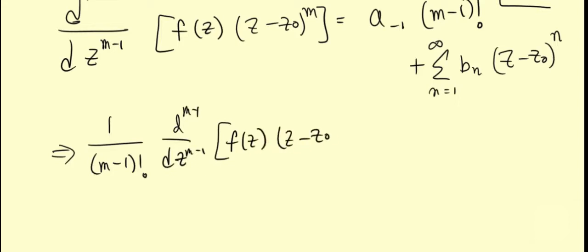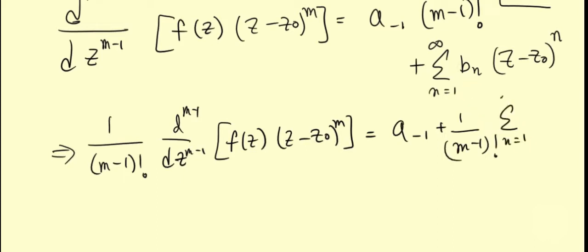And the rest of the things you put them. This was just a minus 1, that is the residue, and there you have a m minus 1 factorial over here, because you're dividing the whole expression with m minus 1 factorial, and there is this summation part, z minus z0 to the power n.